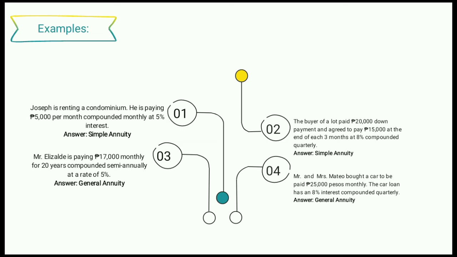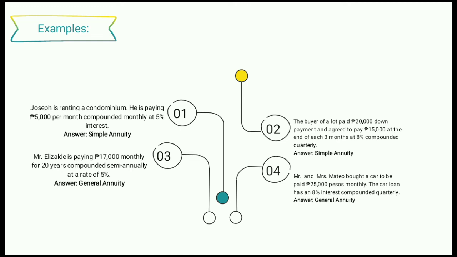Example number 2. The buyer of a lot paid 20,000 down payment and agreed to pay 15,000 at the end of each 3 months at 8% compounded quarterly. Answer is simple annuity because the payment interval is 3 months and the compounding interval is quarterly. So 3 months and quarterly are the same, so we call it a simple annuity.